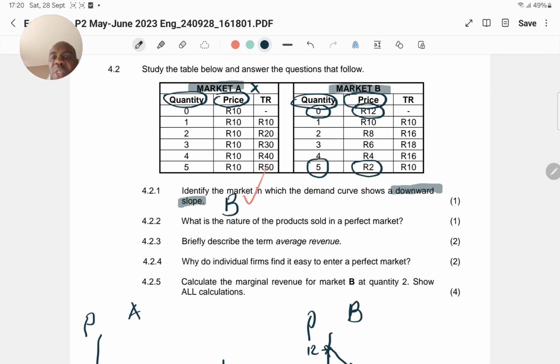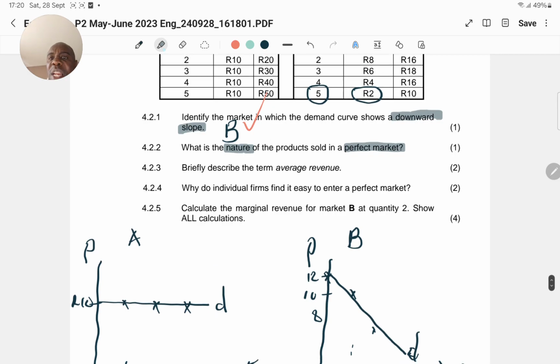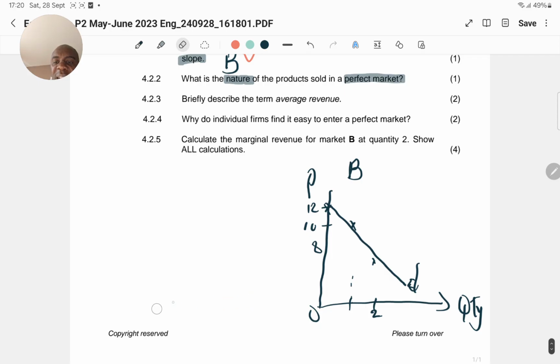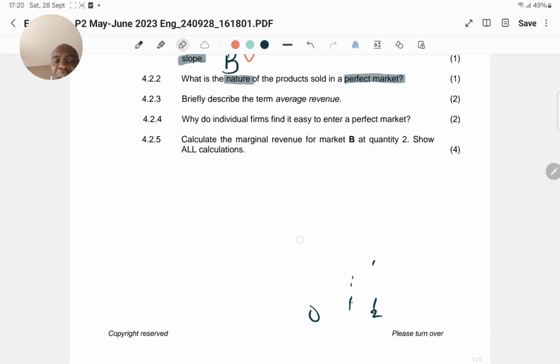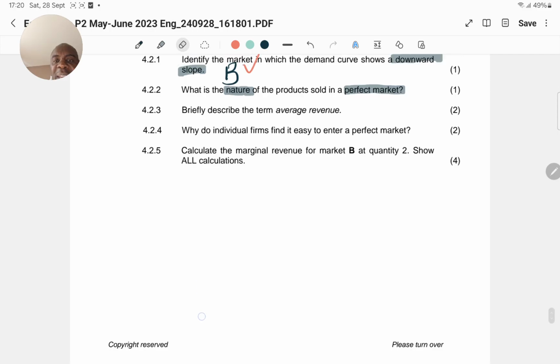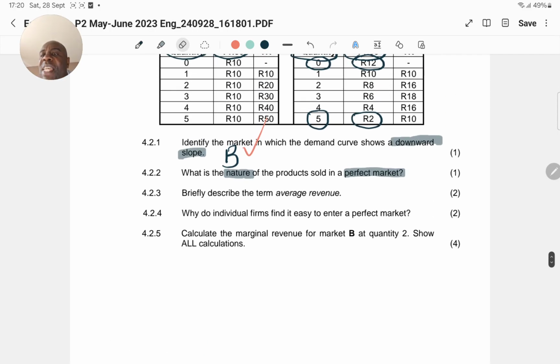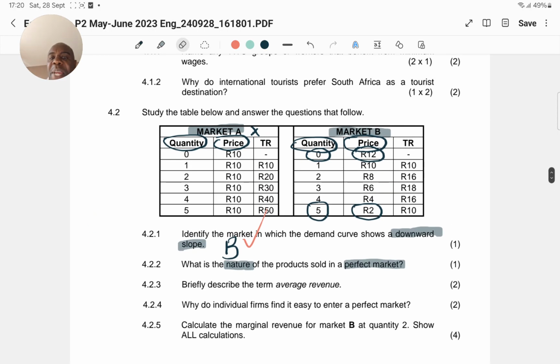All right, let's move on to the next one. 4.2.2. What is the nature of the product sold in a perfect market? Let's quickly look into the first 3 characteristics of a perfectly competitive market. It is characterized by many buyers and many sellers. There is complete freedom of entry and exit, and the product sold is identical or homogeneous.